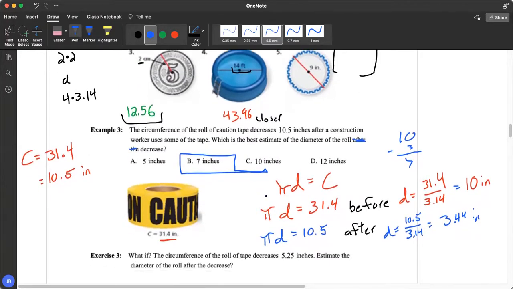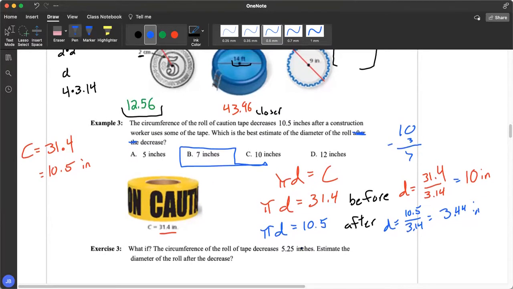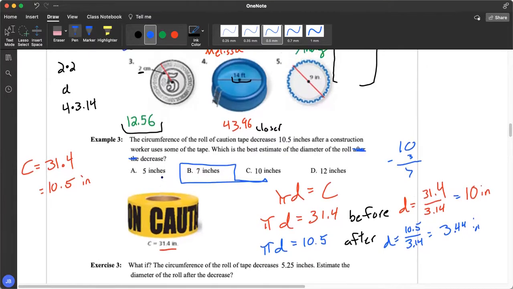So now it says, what if the circumference of this one of the tape decreased 5.25 inches? Oops, you know what? I'm sorry. I read this wrong. Let me start this one. Sorry, I did the second part wrong. That was my fault. I see why I got the wrong answer. I'm so sorry. I read it wrong. Okay. First, what we have to do, I apologize.